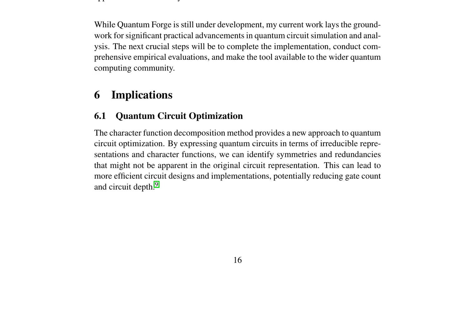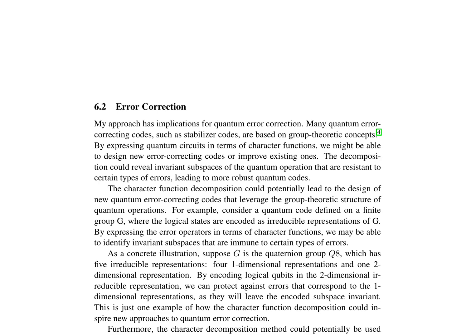Future research directions include completing the implementation, conducting comprehensive empirical evaluations, and making the tool available to the wider quantum computing community, with potential applications in quantum error correction, fault-tolerant computing, and beyond. The research discusses the implications of character function decomposition for quantum error correction and quantum algorithms. It proposes leveraging group-theoretic structures to design new codes or improve existing ones.